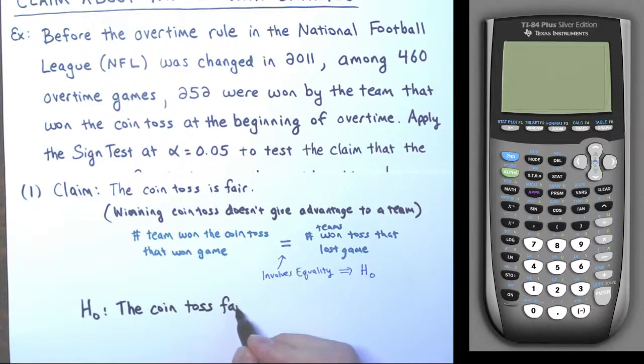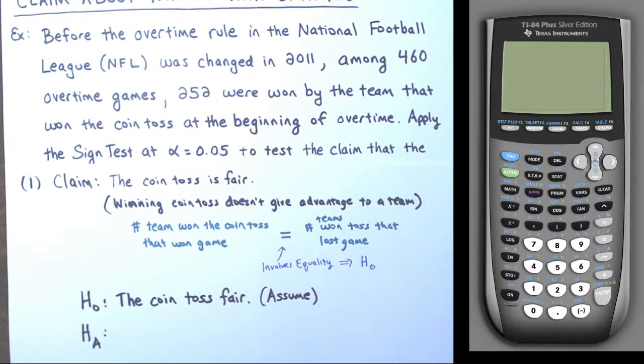All right, meaning that you would expect, again, the number of teams who won the coin toss that won the game to be about the same as the number of teams that won the coin toss that lost the game. And what's the opposite of that? Right? The null, and again, this is going to be assumed. We're going to assume that it's fair. You always assume that the null hypothesis is true, and then make a decision later on based on the test statistic and critical values and all that. And the alternate hypothesis is the opposite of that, the negation of that. The coin toss is not fair.